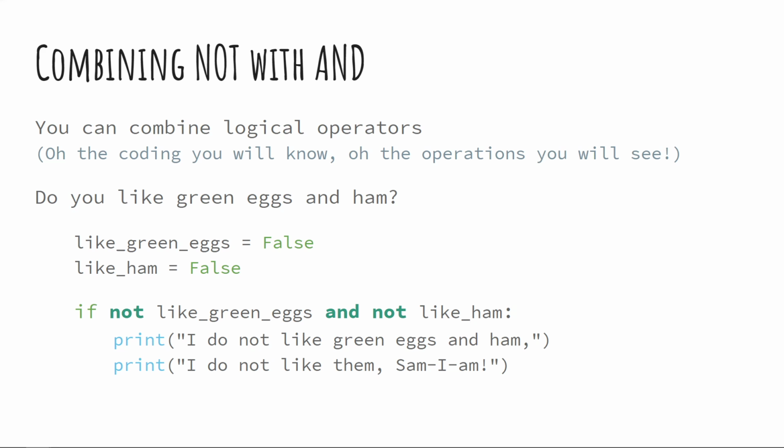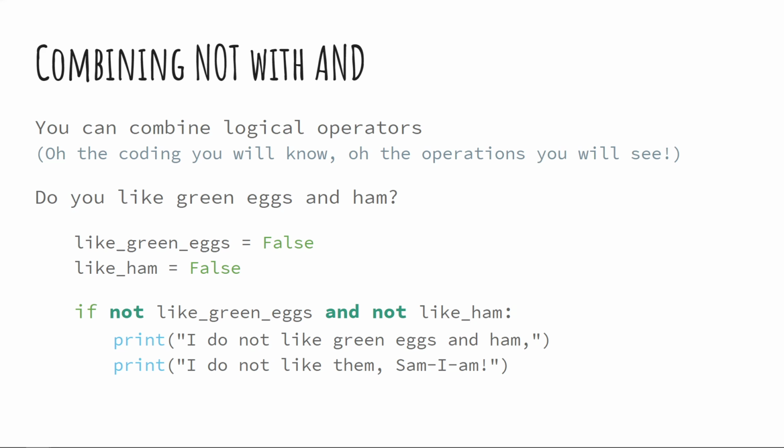So another thing that you can do to make more complicated expressions is use the not operator with and. Not will take true and turn it into false, and false and turn it into true. So you can see here we have the question, do you like green eggs and ham? We then set like green eggs to be false and like ham to be false. So if we say if not like green eggs, meaning we don't like green eggs, and not like ham, meaning we also don't like ham, then we want to print I do not like green eggs and ham, I do not like them, Sam I am.